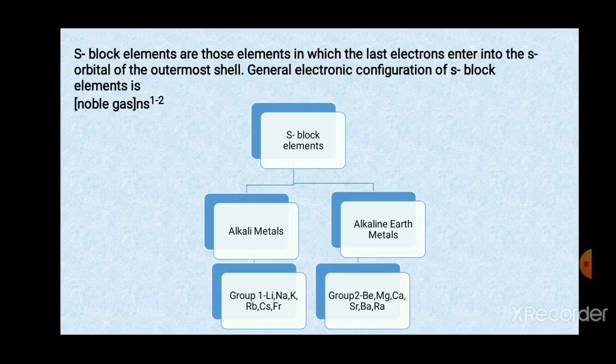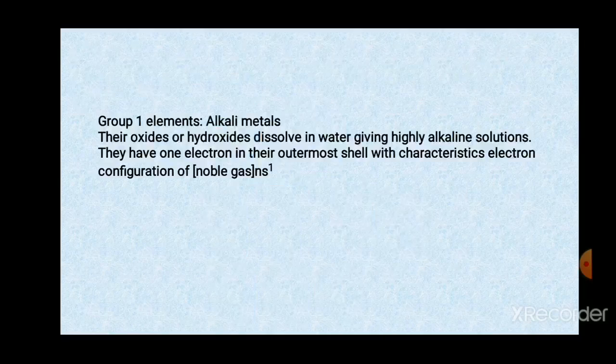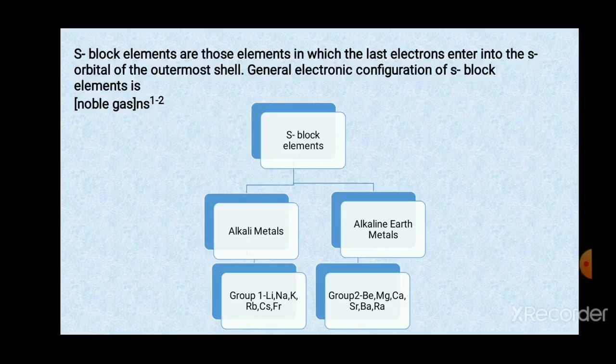So based on that, what is the general electronic configuration? It can be written as noble gas ns1 to 2. The last electron enters into the s orbital of the outermost shell. I already told that s block elements contain two groups, group 1 and group 2. Group 1 is called alkali metals, group 2 is called alkaline earth metals.